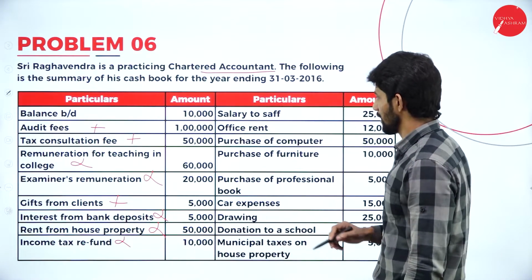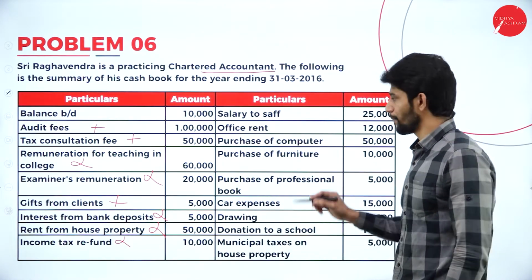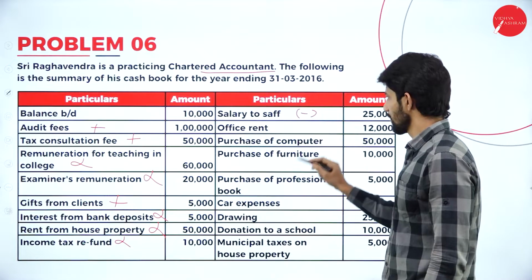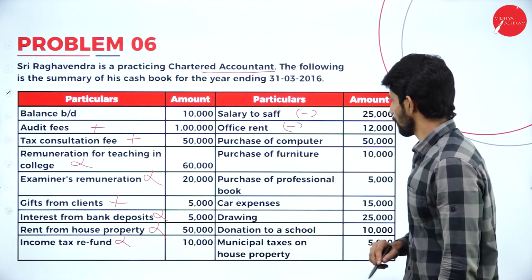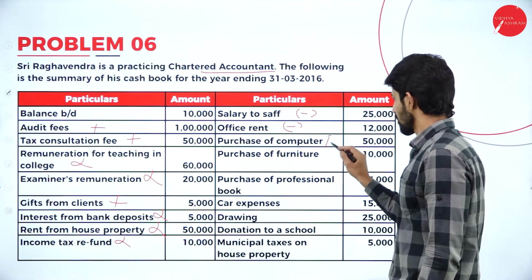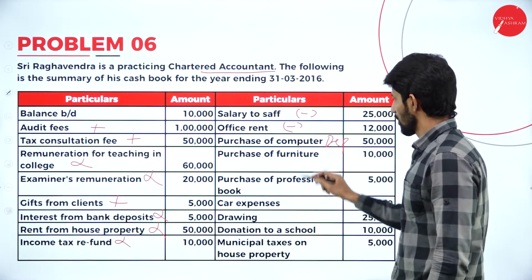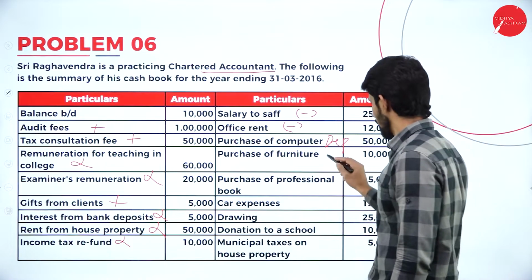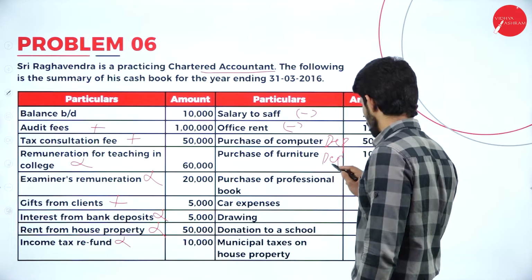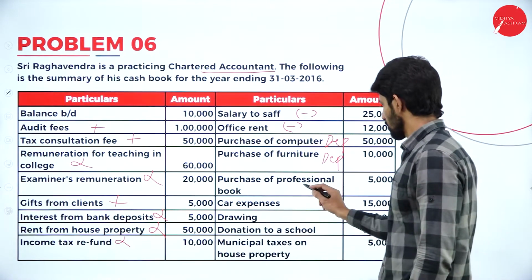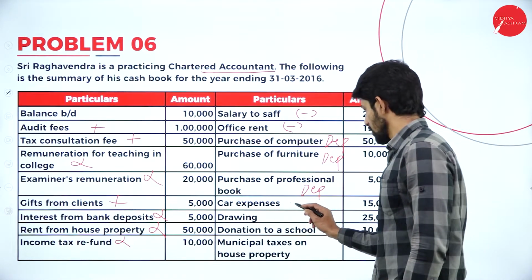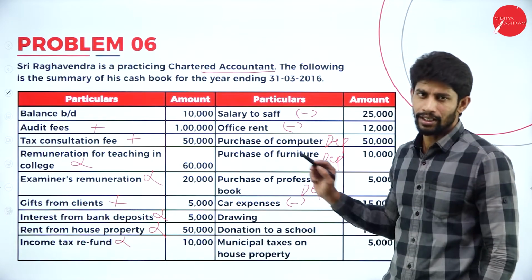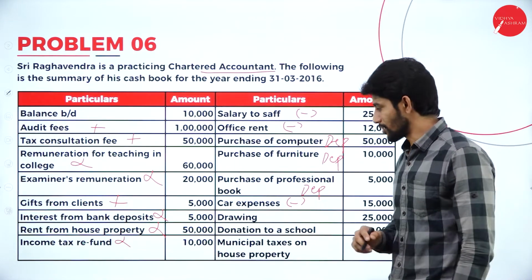Now, the expenditure side. Salary to staff, professional expenditure, so minus. Office rent, professional expenditure, minus. Purchase of computer, we are supposed to give depreciation. Purchase of furniture, again we give depreciation. Purchase of professional books, give depreciation. Car expenses, professional. If there is any adjustment, then we look into that.